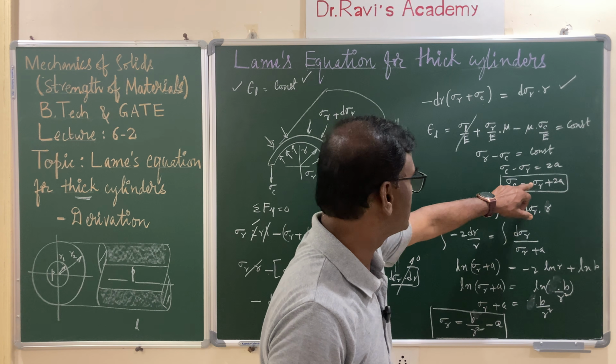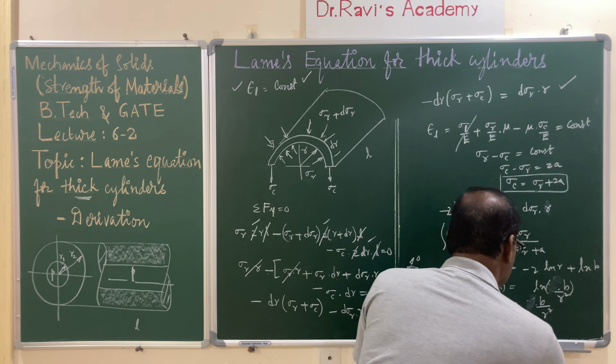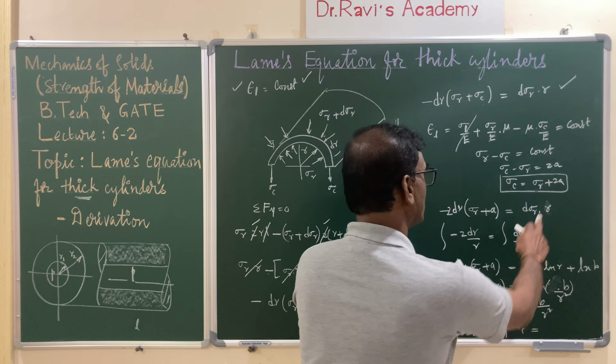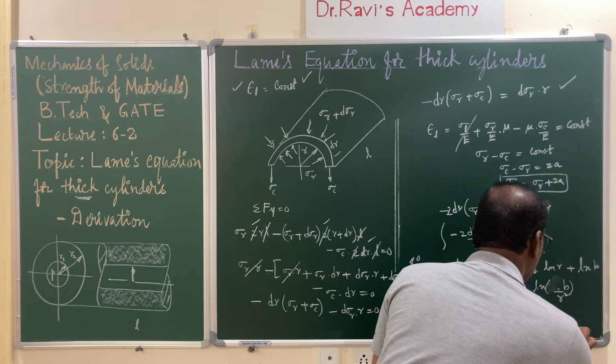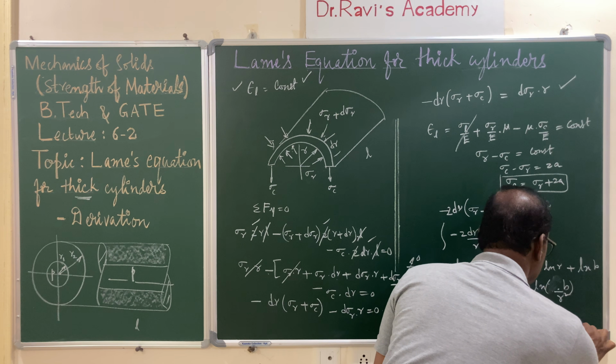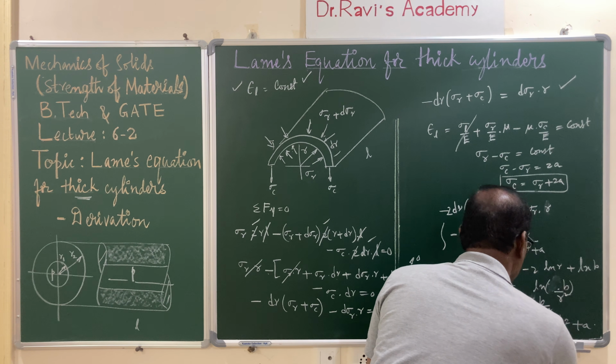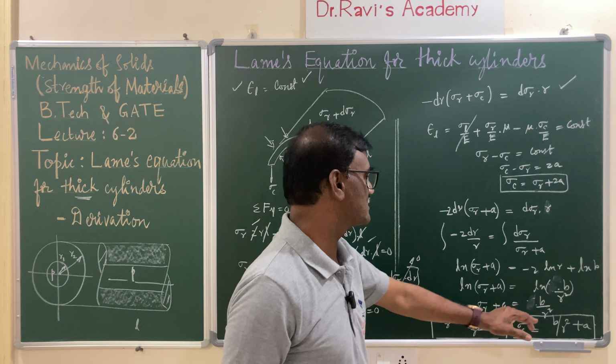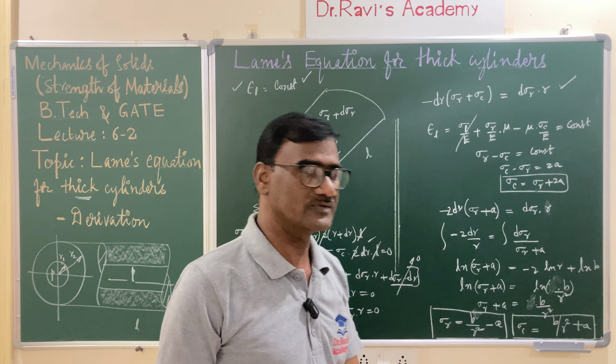If you substitute this, you are going to get the circumferential stress. The circumferential stress sigma c equals sigma r plus 2a, that becomes plus a. So it is b by r square plus a. This is the expression for the circumferential stress, and these two equations together are called Lame's equations.